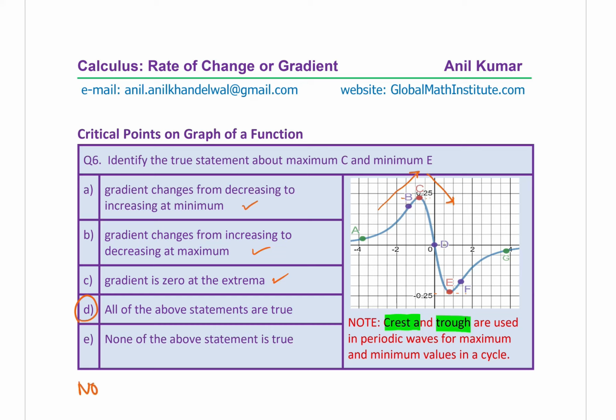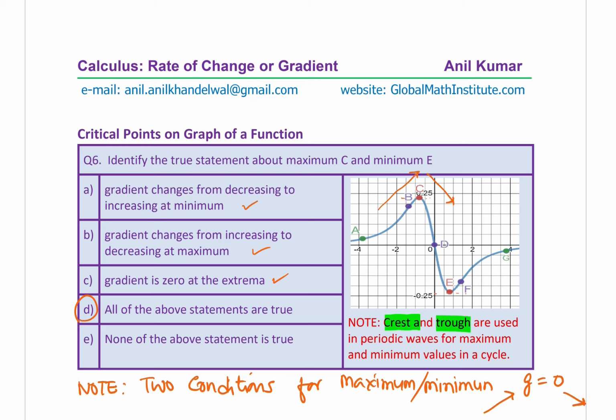So these two conditions are met. So here let me write down a note. Two conditions for maximum or minimum. Do you see? Both should be true. Both should be true for the maximum to happen, right? So there are always two conditions, and one of them is that the gradient g equals 0, and it changes from increasing to decreasing, and that results in a maximum. Do you see that? But if it is the other way, it is a minimum. So if the gradient is changing from decreasing to increasing, what we get is a minimum.